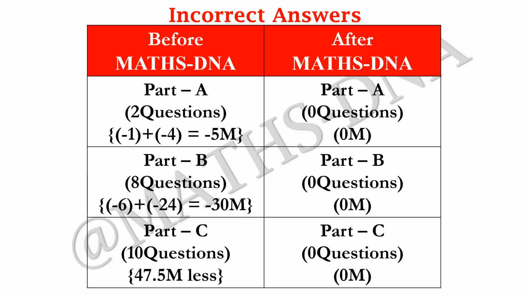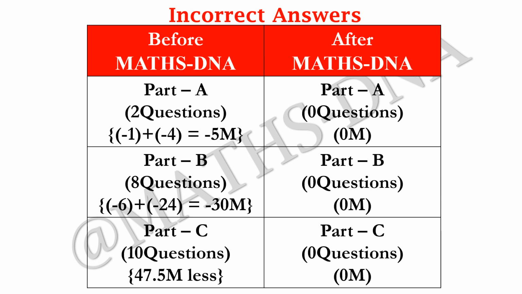In part A, mostly students take 7 to 8 questions. Out of them, 2 questions are incorrect. So you lose -1 mark, but you are also losing the marks of those 2 questions. That is, you get -4 because you do not get marks of those 2 questions also. So it is -5 marks.